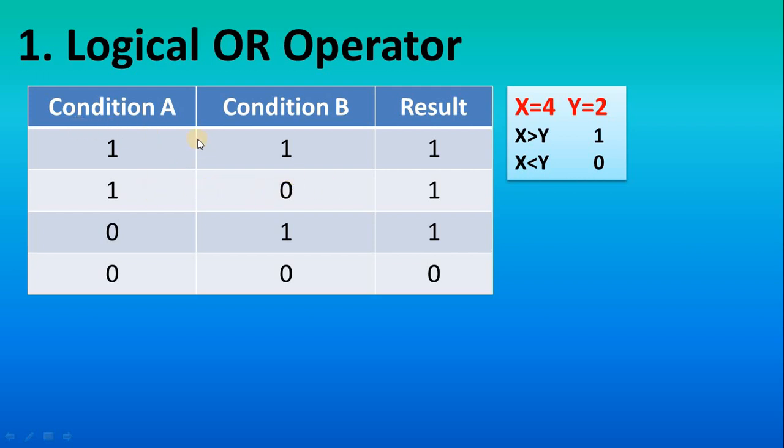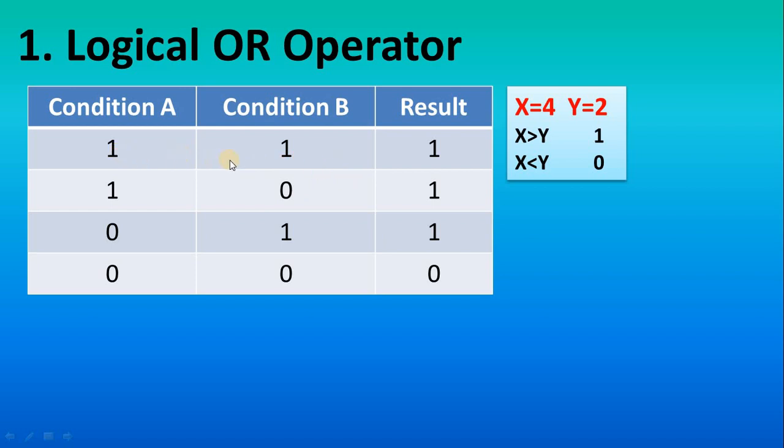So you observe here, OR will be treated as an addition operation, because 1 plus 1 is 2, that is greater than 1. So keep in mind, when both conditions are true, the result will be true. Here 1 plus 0 is 1, 0 plus 1 is 1, and 0 plus 0 is 0. In this way you can easily remember the table of the OR operator. Once you understand the table, you can easily use the OR operator.